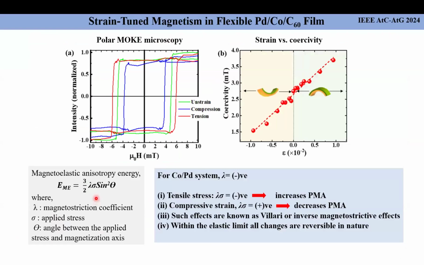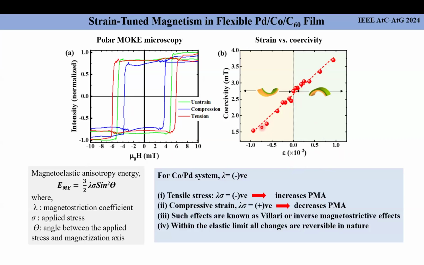Now, after preparing the samples, we have measured the magnetic hysteresis loop in the unstrained, compressive and tensile strain states of the sample. It shows that under compressive strain, the coercivity decreases. However, under tensile strain, the coercivity increases. Further, we have taken the coercivity from such hysteresis loops by varying the strain systematically up to 1% and found that under tensile strain, there is a systematic increase in coercivity and a systematic decrease in the coercivity under compressive strain.